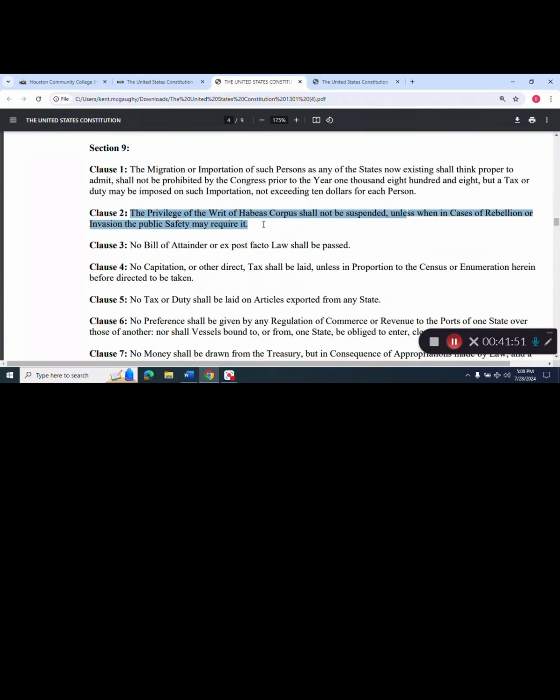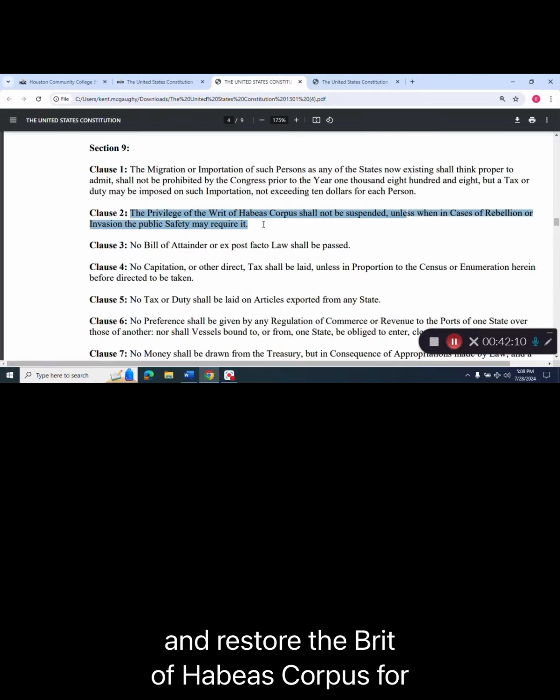That's why it's imperative we shut down Guantanamo Bay. I mean, these guys have been there in prison for 20 years. It's time. Either charge them with a specific crime or let them go and restore the writ of habeas corpus for all of us.